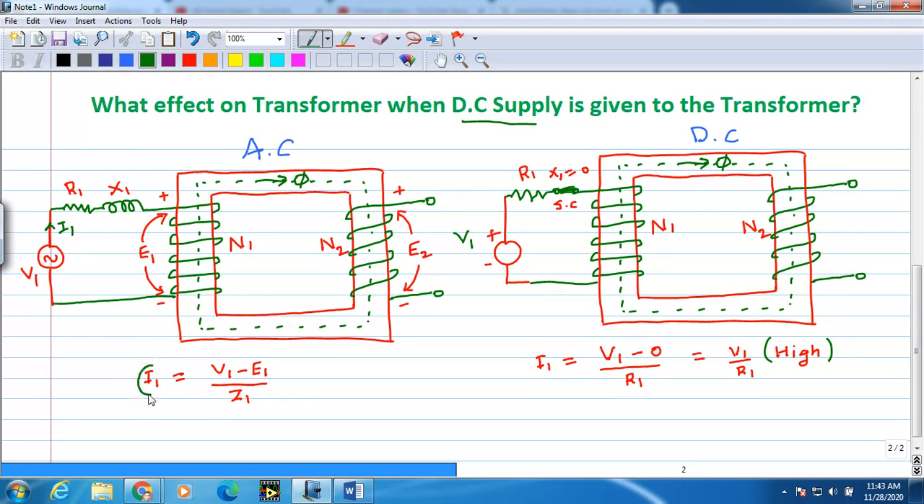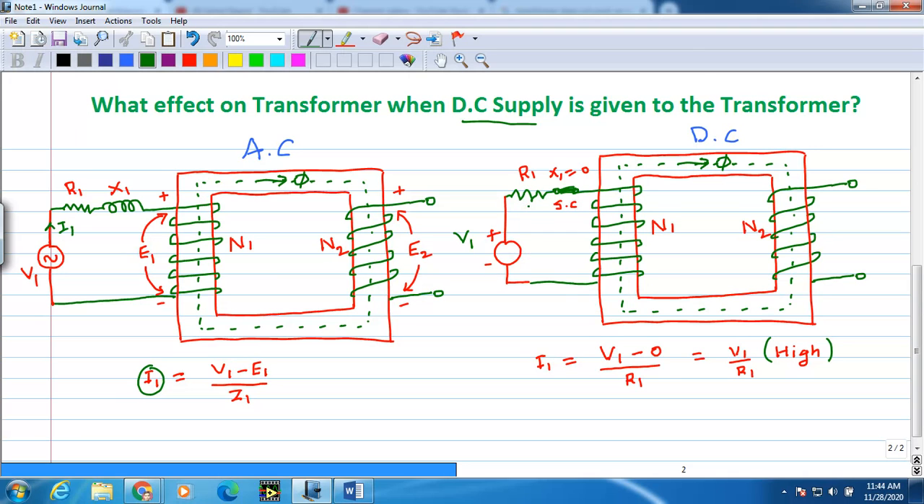I1 is equal to V1 minus E1 divided by Z1. Z1 is the impedance offered by the primary winding. It contains two different parameters, R1 and X1. R1 is the primary winding resistance and X1 is the leakage winding reactance. Okay? When we connect it to the DC supply system, what happens? Resistance is already there.